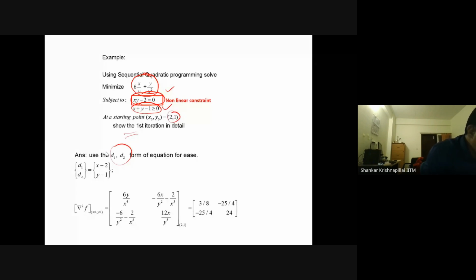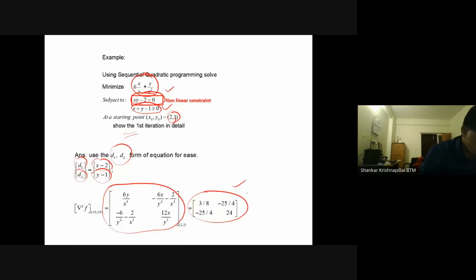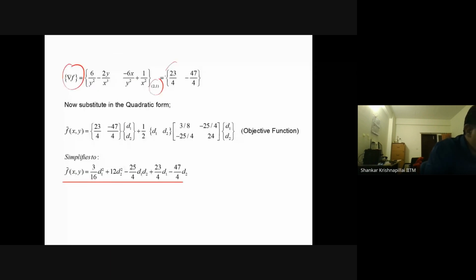So x minus 2 is represented by d1, and y minus 1 is represented by d2. Then you have to find the second derivative matrix at x0, y0, that is at 2, 1, which is obtained like this. Then you have to find the first derivative matrix also at 2, 1. That will be 23 by 4 and minus 47 by 4. Now the quadratic form of the objective function is written in terms of d1, d2.